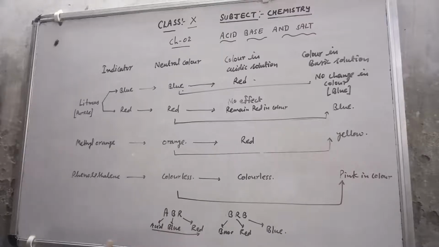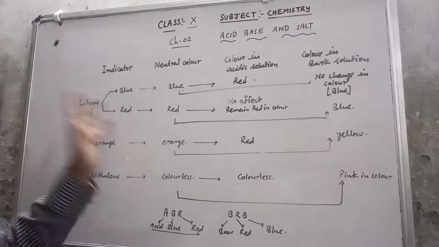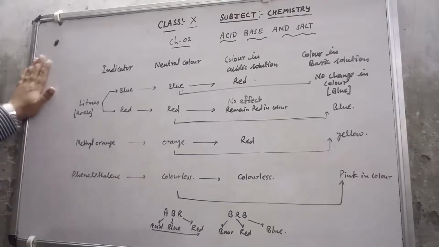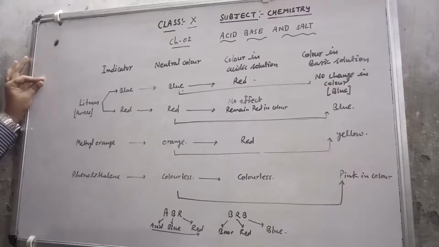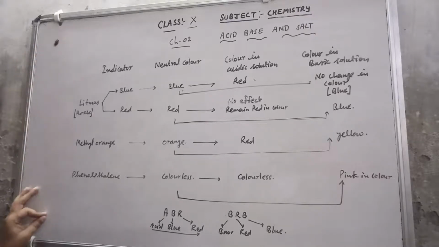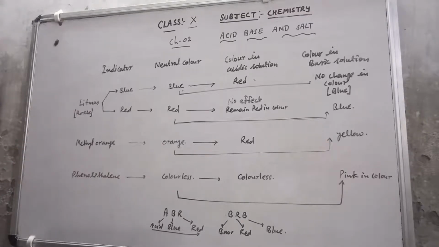So this is very important. Please keep it in your mind. With the help of this, you can easily explain the change in color by adding the particular indicator in acidic and basic solution. I hope you have understood what are acid and base, what are indicators, and what are the changes in color of the indicator in the acidic and basic solution.